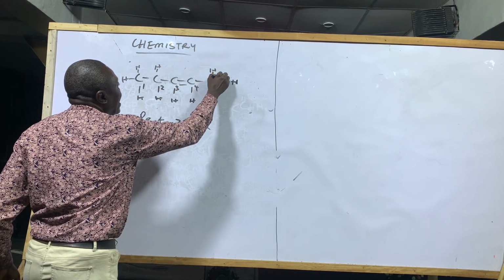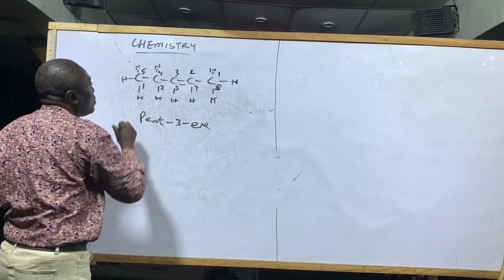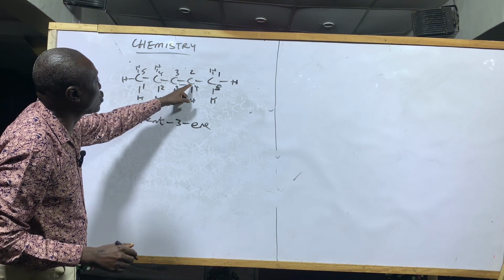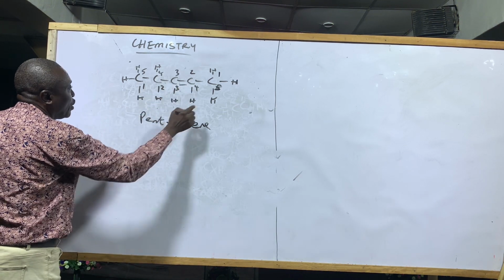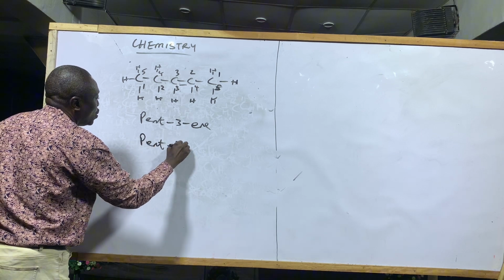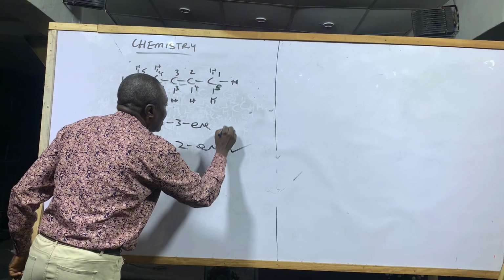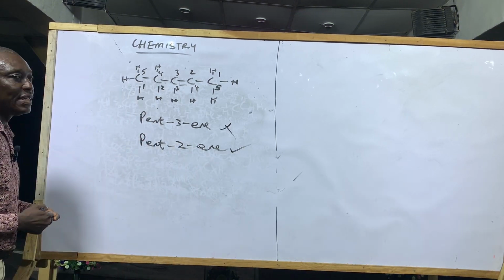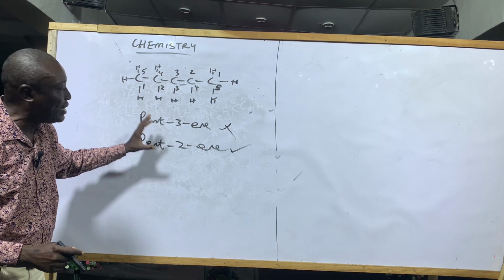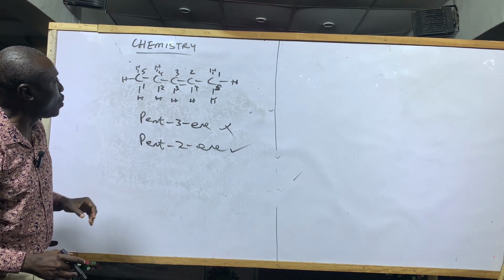And if you number like this, 1, 2, 3, 4, 5, the double bond is touching carbon 2 before carbon 3. So the double bond is at position 2, and the name of the compound will be pent-2-ene. So this is correct, this is wrong. The option that gives the lowest digit to the functional group is the correct option.